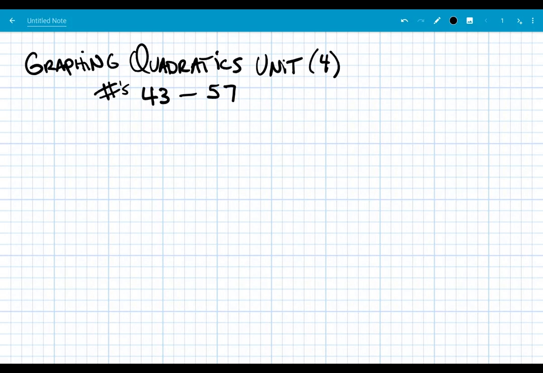So we're going to start with question number 43. What it's telling me is to graph f of x is equal to negative 3x squared plus 6x minus 2.